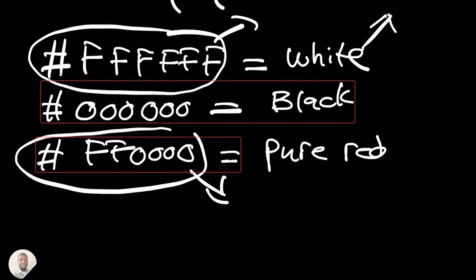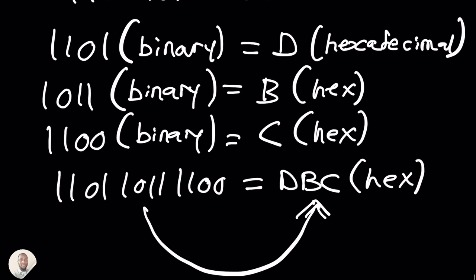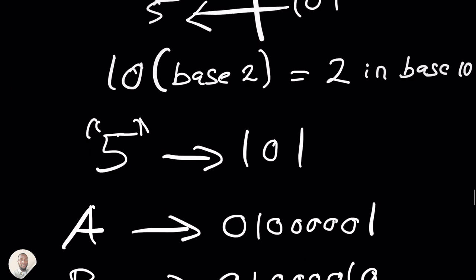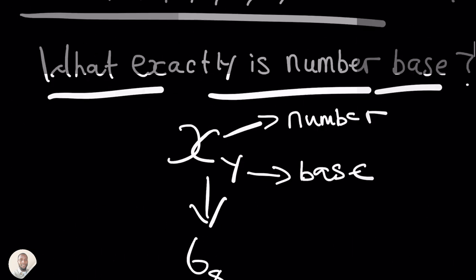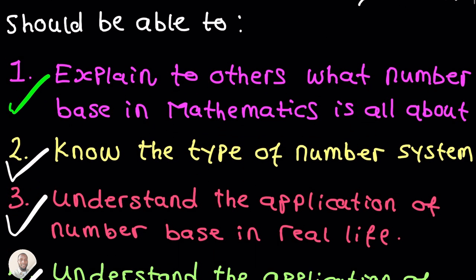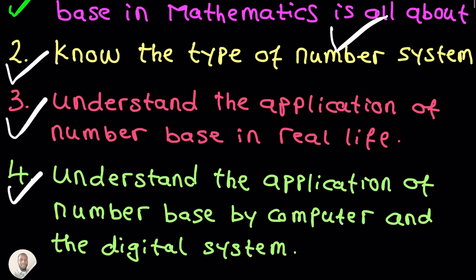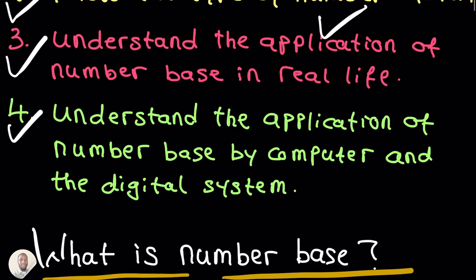We have come to the end of this video lesson. I hope the objectives have been met. Let's head on to the objectives. Remember, the objective was 1. Students should be able to explain to others what number base in mathematics is all about. I think we have covered that. Students should know the types of number systems. We have covered that. Students should understand the application of number base in real life. We covered that. And students should also understand the application of number base by computers and digital systems. We also covered that.